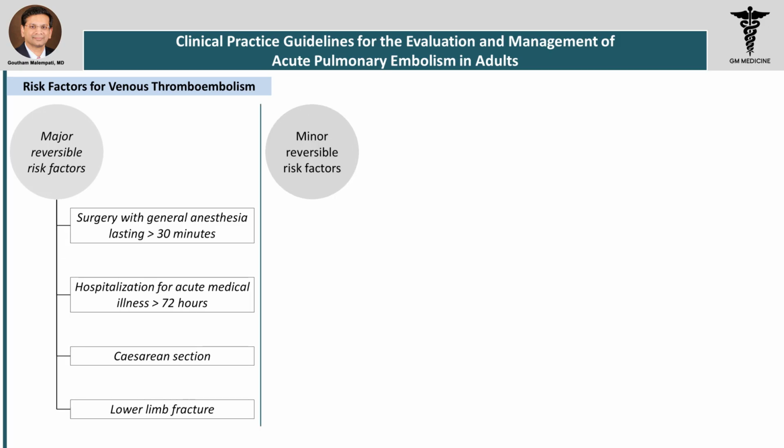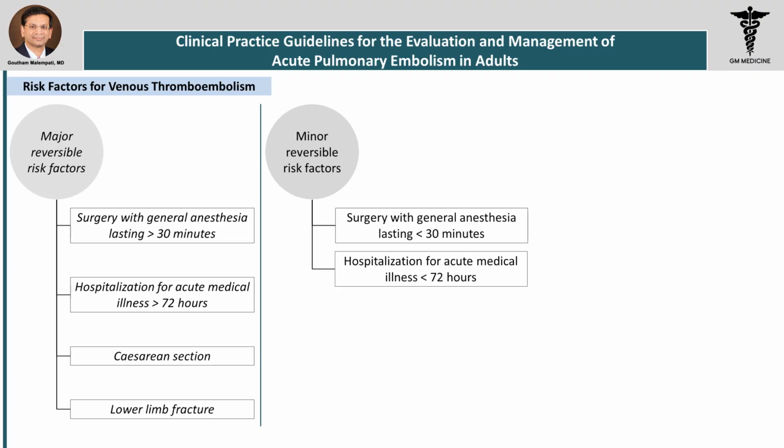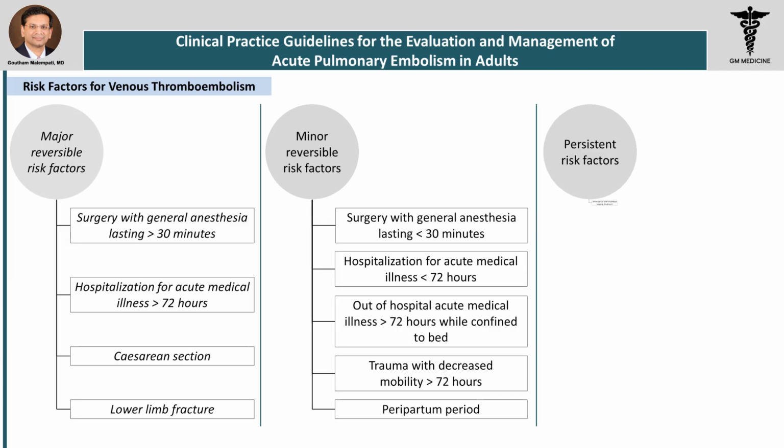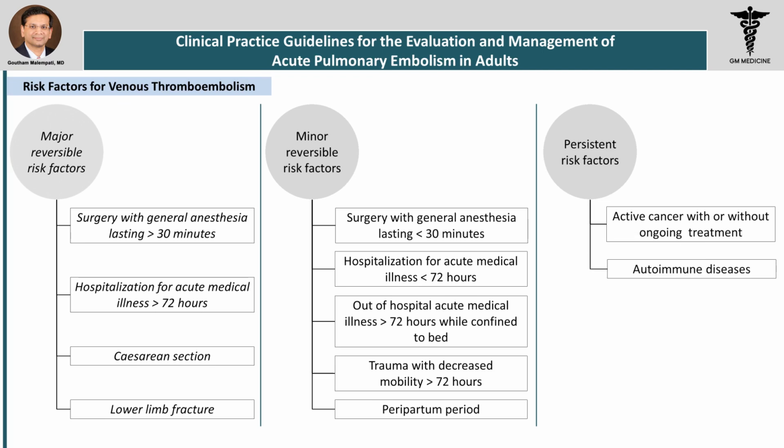Minor reversible risk factors include surgery with general anesthesia lasting less than 30 minutes, hospitalization for acute medical illness lasting less than 72 hours, out of hospital acute medical illness lasting more than 72 hours while confined to bed, trauma with decreased mobility for more than 72 hours, peripartum period. Persistent risk factors: active cancer with or without ongoing treatment, autoimmune diseases such as rheumatoid arthritis, systemic lupus erythematosus, inflammatory bowel disease.